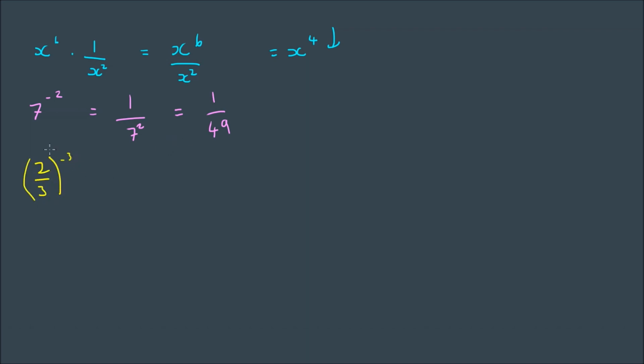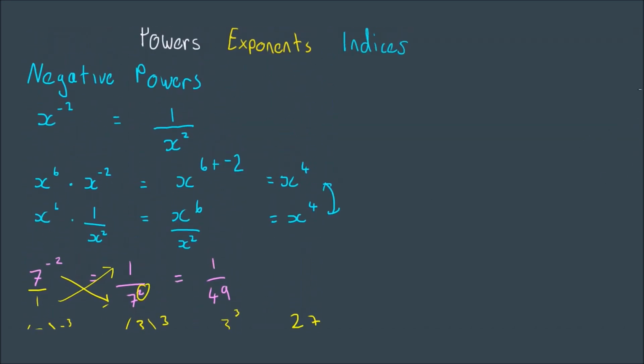Or, if we had tried a fraction, just remember that a negative power simply means to flip what's on the bottom to what's on the top and vice versa, and then the power becomes positive. So we'll flip this fraction upside down, the power becomes positive. Then we do the power to each bit separately, and there's our answer.